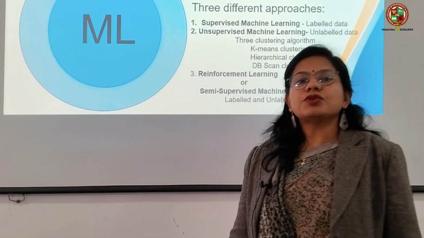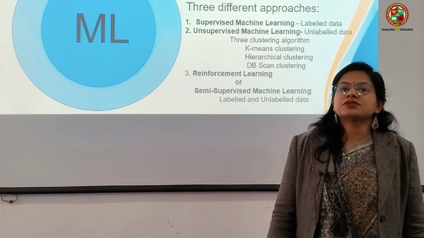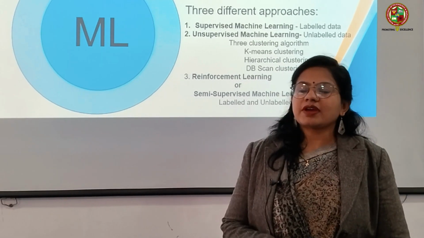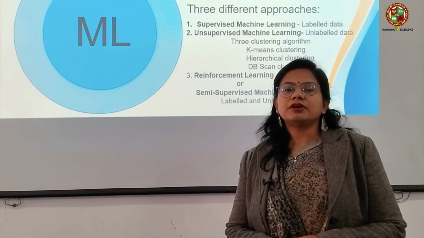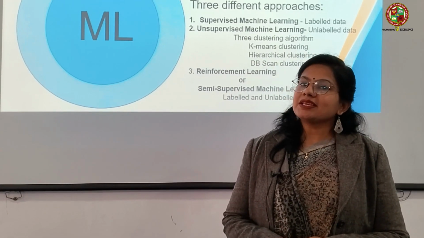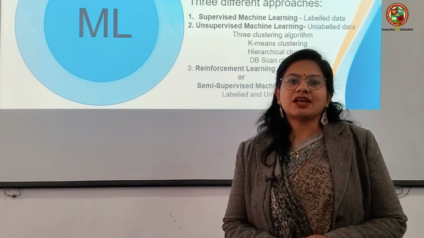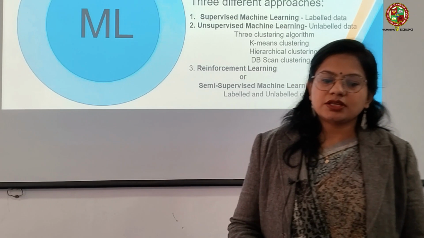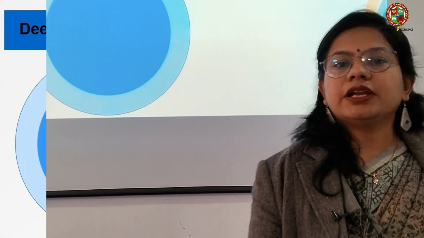Third one is reinforcement learning or semi-supervised machine learning. In reinforcement or semi-supervised machine learning, we have labeled as well as unlabeled data. So on the basis of past data, the machine slowly tries to learn by itself. Then next, move on to deep learning.